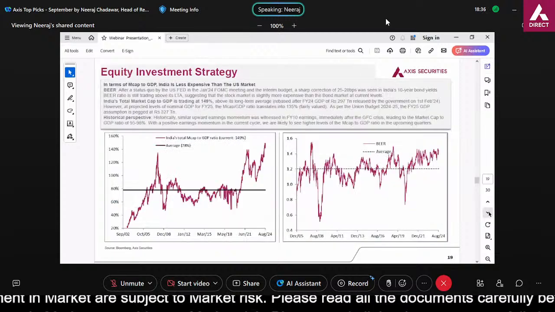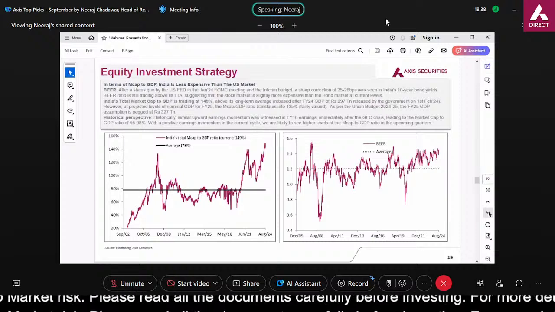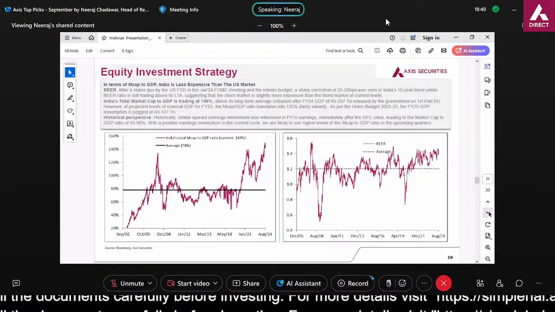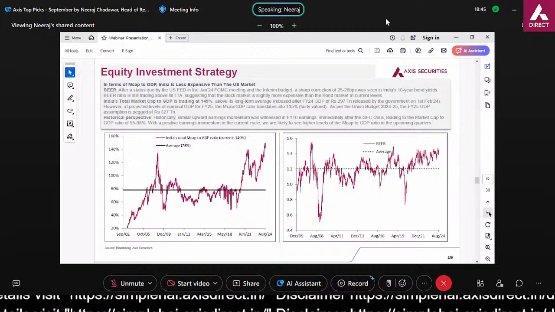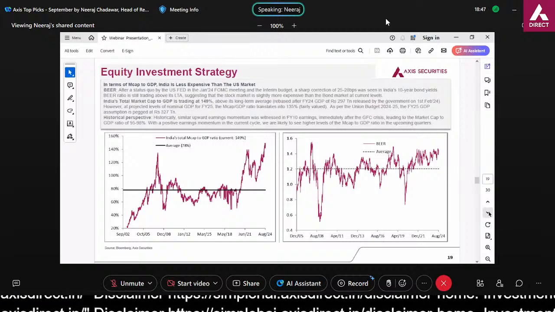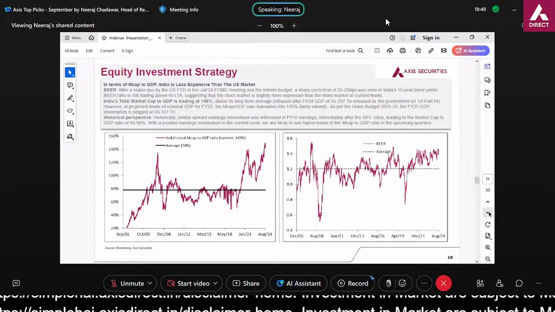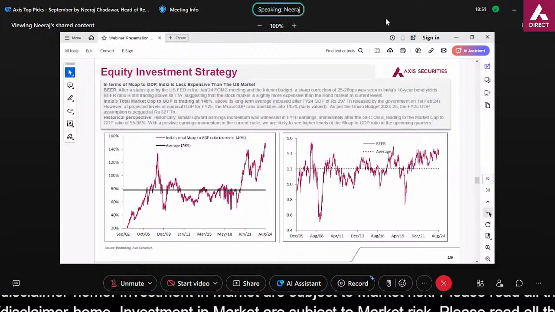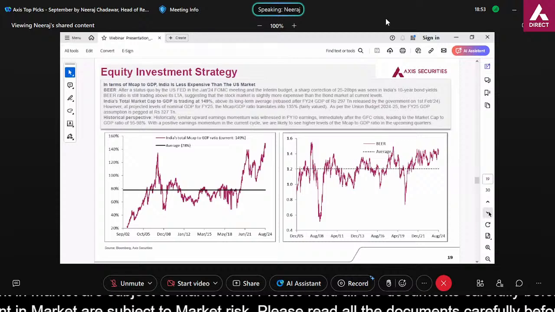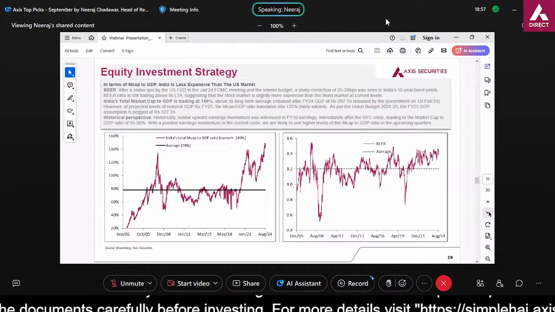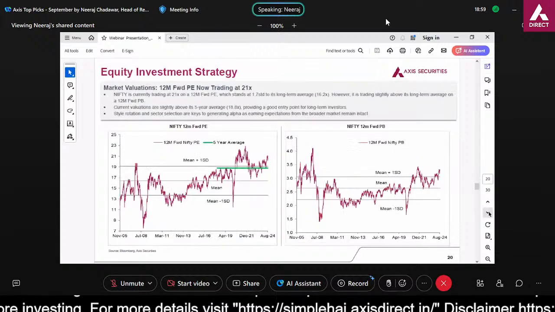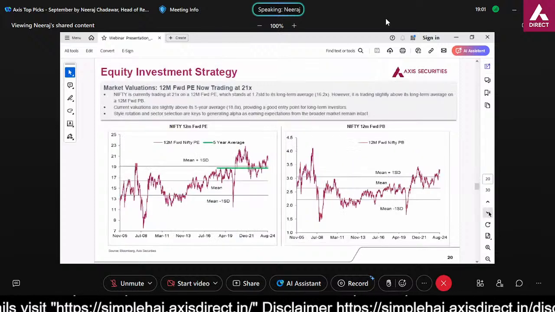In terms of market cap to GDP, we are currently standing at 149% as compared to the long-term average. This 149% is based on FY24 GDP. If I calculate the same number on FY25 projected GDP, we stand at 135%, which we believe is a fairly valued market. In terms of valuations, they are a little bit stretched.